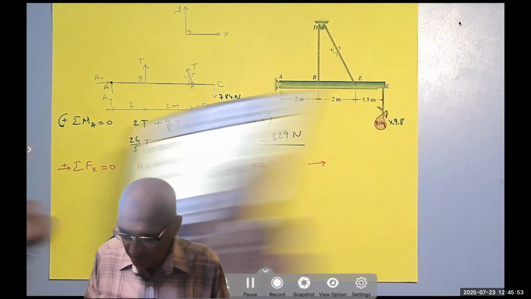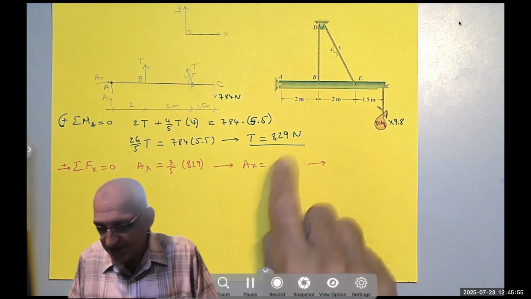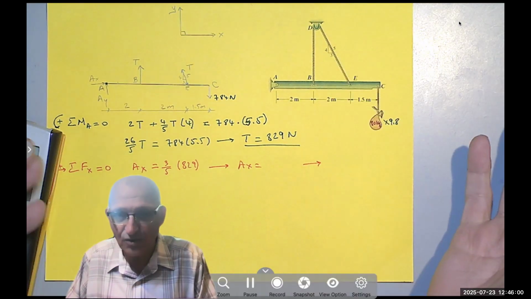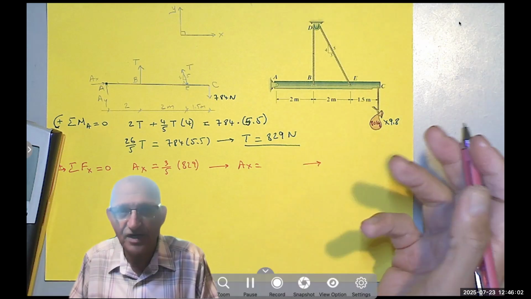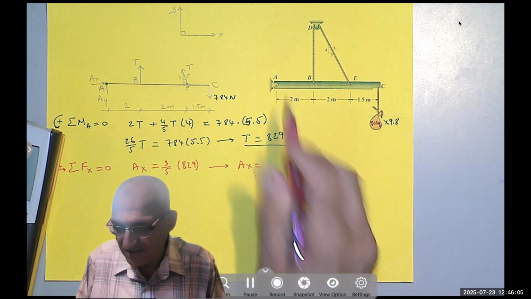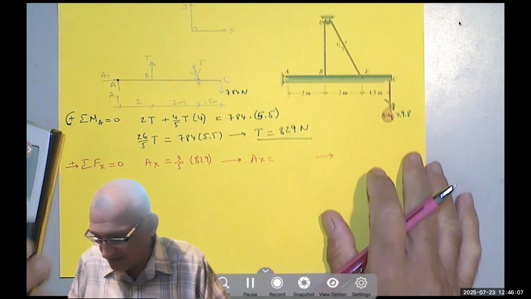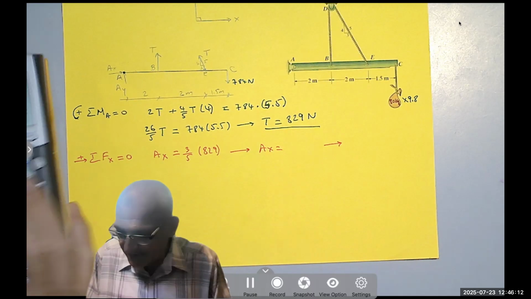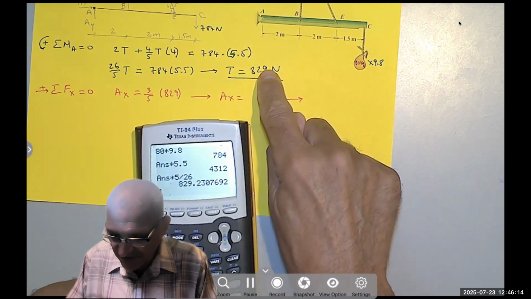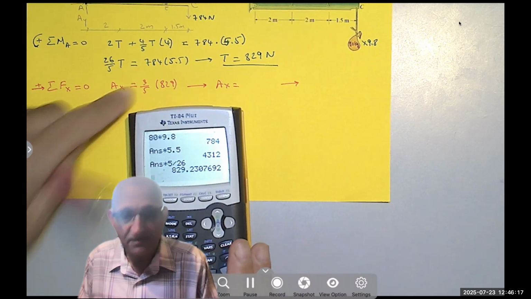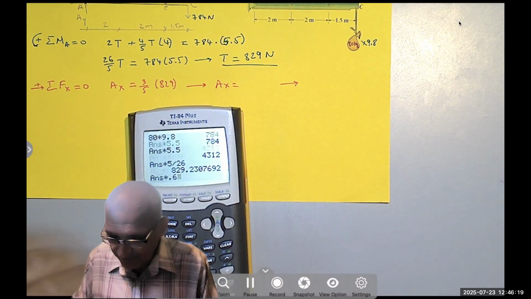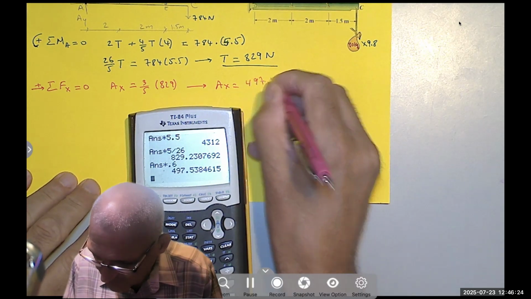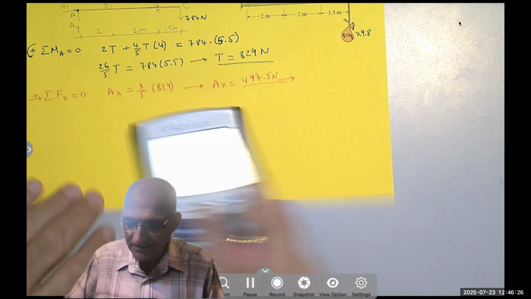Here I didn't say the direction of T because here it's vertical up, here it's inclined, so there was no reason to say up, but it would be incorrect if I said inclined. So I have two locations where there is T. But A sub x, oops, what did I do? A sub x, I will take the tension that I have here and multiply it by 0.6 or by 3 over 5. So you get 497.5 Newton to the right.